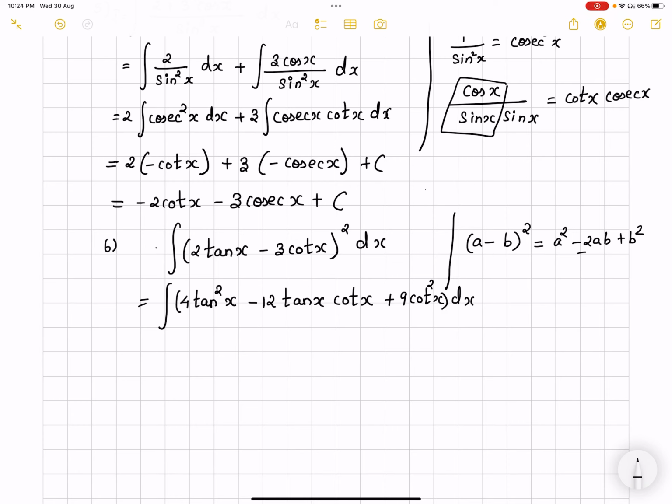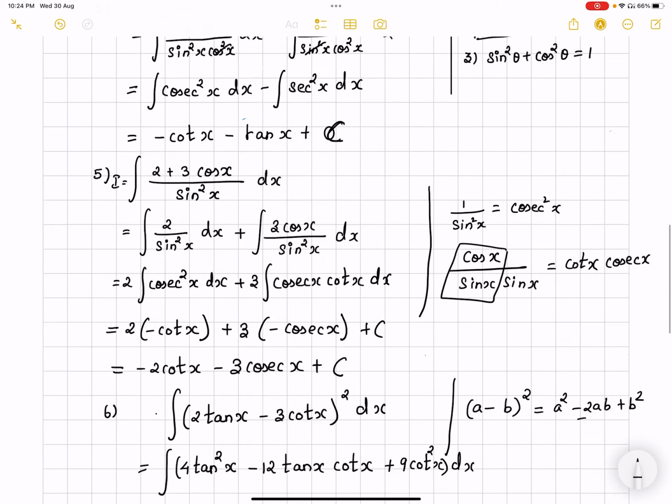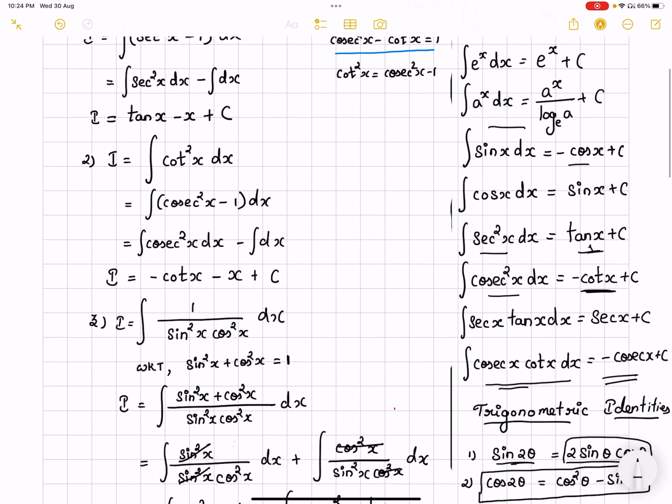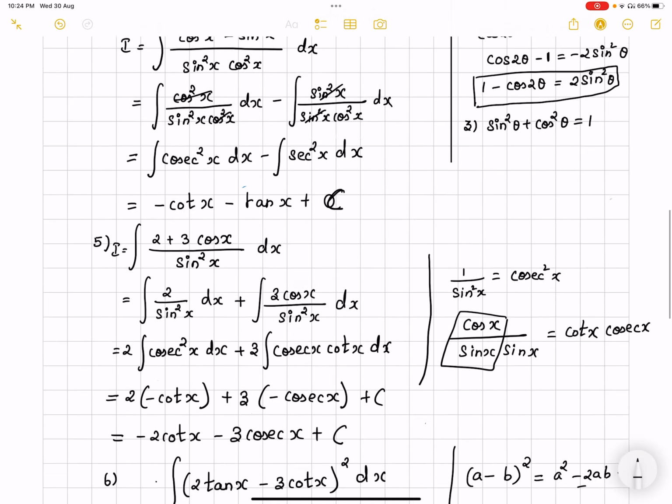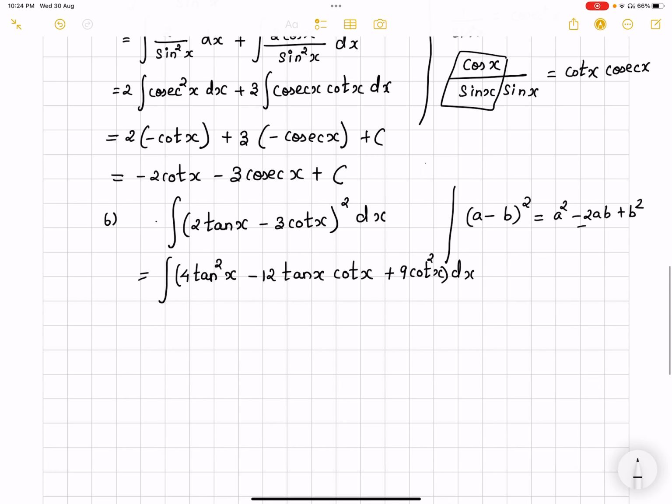Now, do we have an integration for tan square x? Do we have an integration for cot square x? We don't have for both of them. So in that case, we would be using something we did in the earlier problem today, the first problem. Tan square was replaced by secant square x minus 1 and cot square is replaced by cosecant square x minus 1. Same thing I would be doing here as well.